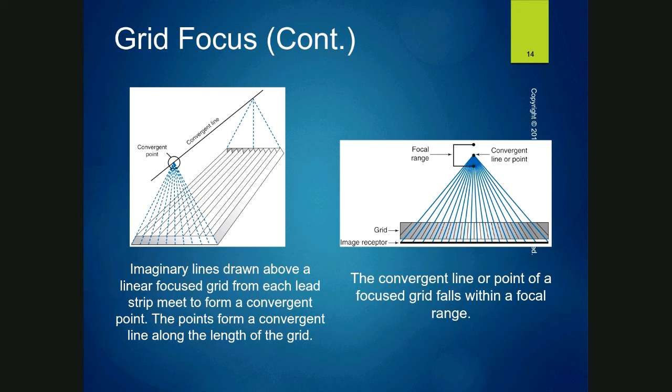So thinking about that, what do you think the focal range for most of the grids that you guys use on the portable machines is? Would it make sense if they bought grids that were made to be focused between 40 and 72 inches? Yeah.